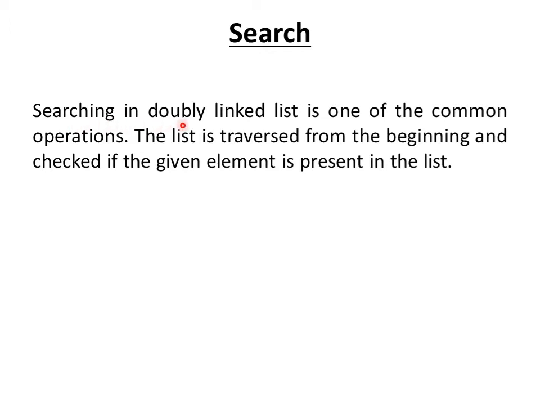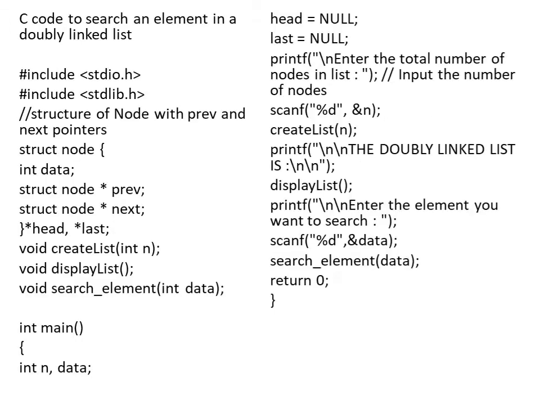Searching in a double linked list is one of the common operations. The list is traversed from the beginning and checked whether the given element is present in the list. That means it always begins at the beginning of the linked list, and it will go on finding the elements which are required. Now I am going to explain the code for searching an element.